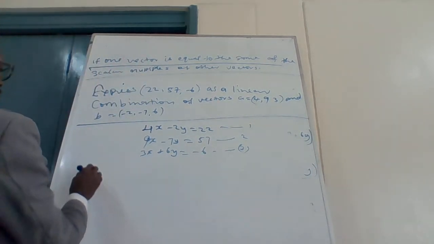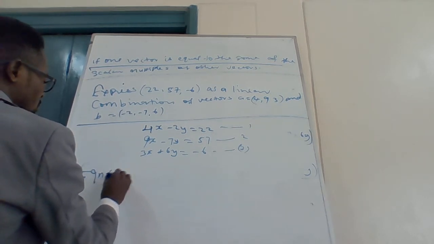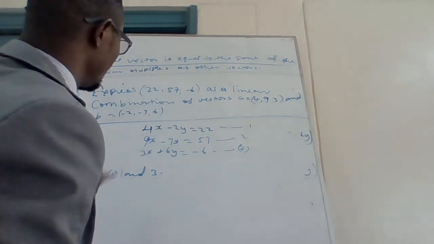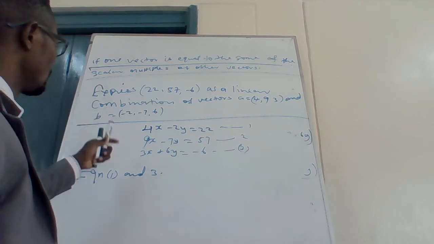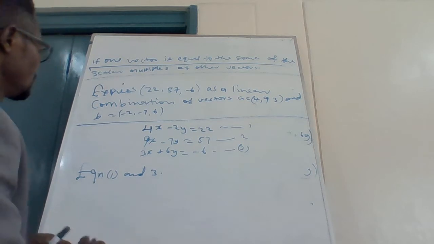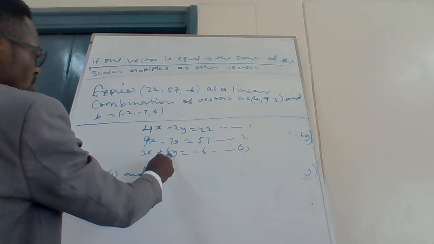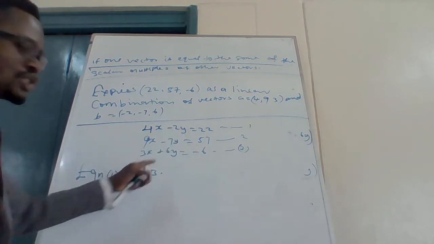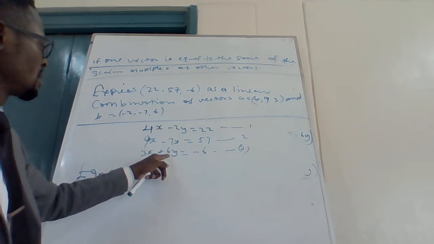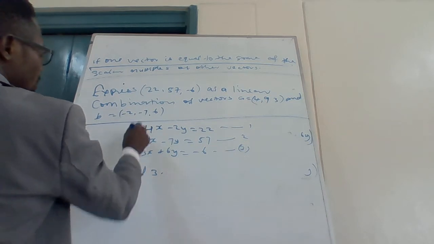So we take equation 1 and 3. What we are going to do in order to get the same value: if you see, in equation 1 we have negative 2y and we have 6y. Our target is to make sure that these two y's are the same values. So we can multiply both sides by 3.